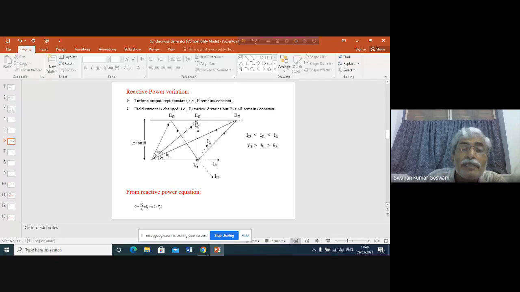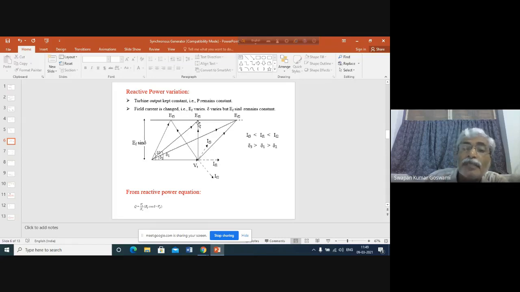Now, to make the active power output constant, since you are varying EF, we cannot allow the active power to vary. Since we are not allowing active power to vary, we should see that this vertical component, that means EF sine delta, will not be allowed to vary.